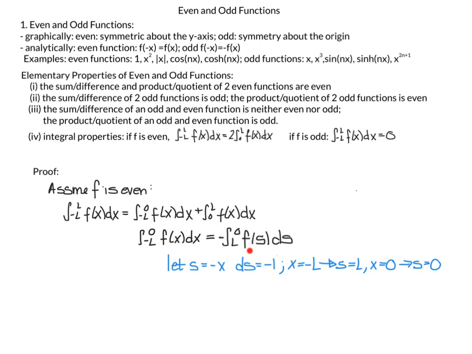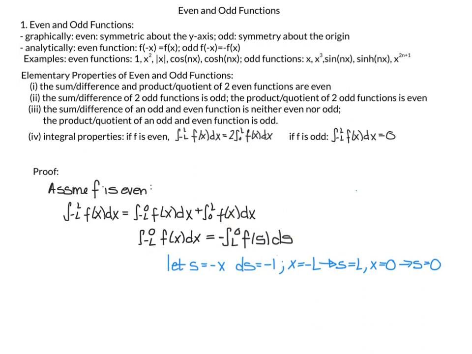As you see, we went from x to s. Even though it's just a variable of integration, we did this by substituting s is equal to negative x. Then ds is equal to negative dx. And then if x goes from negative L, that means s must go from positive L, and then they both go to 0.